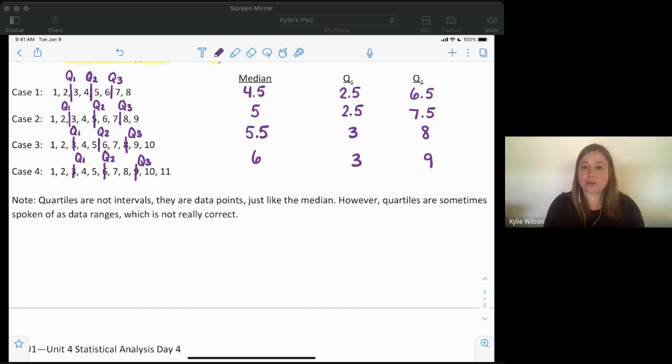And one quick note here: quartiles are not intervals. They're just a data point, just like the median. But very often, people refer to them as intervals or data ranges. So within the first quartile, and a lot of people like to use those terms. You'll hear those a lot day to day, but that's not really correct. What's really correct is that those are the intervals, maybe between my first and second quartile, sure, but the actual quartile itself is just a data point.